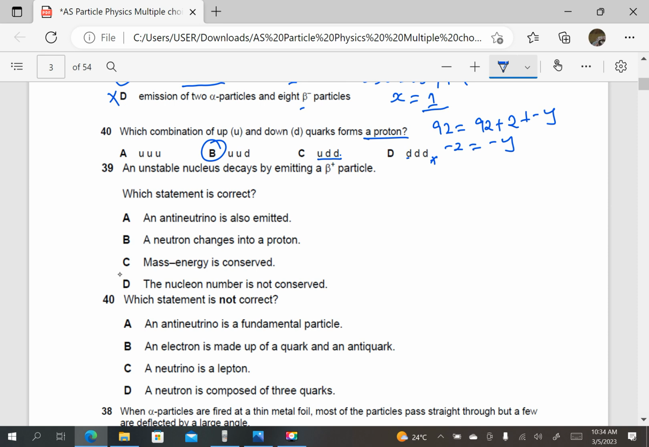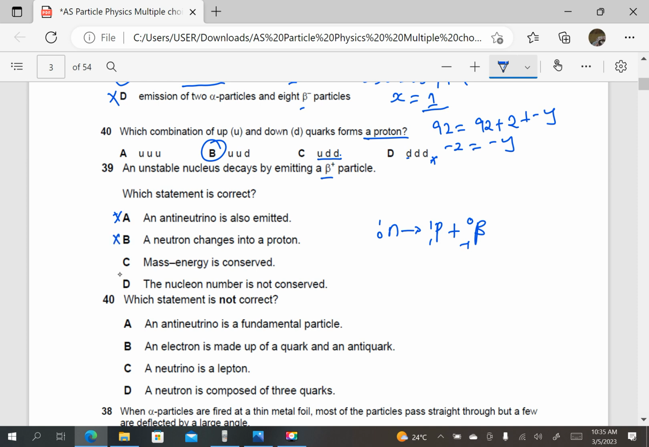An unstable nucleus decays by emitting beta plus particle. Which statement is correct? Emitting beta plus particle, we have seen that a positron is accompanied by a neutrino. Here they are saying an antineutrino is also emitted, so this is automatically wrong. Then a neutron changes into a proton. Let's check. If a neutron, N 1 0, changes into a proton, P 1 1, to balance this equation I'll put a beta particle which should be 0, negative 1. So this is beta minus, not beta plus. So this one is also wrong.